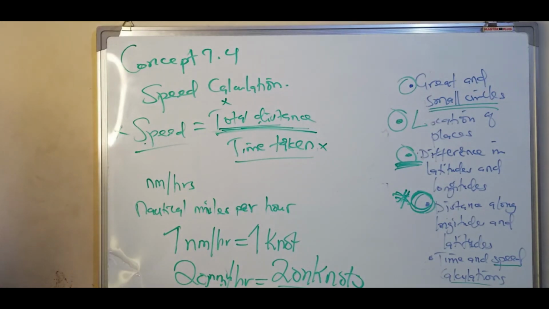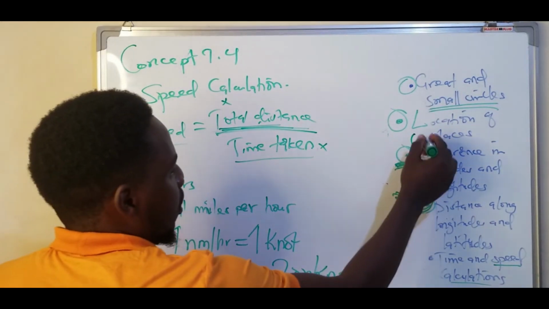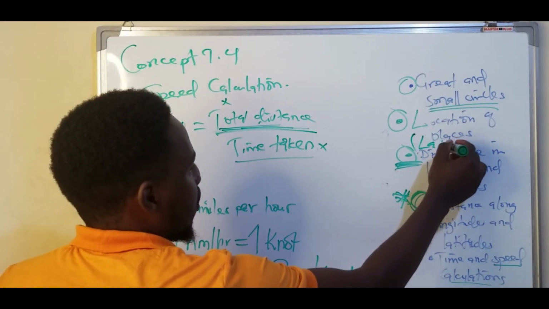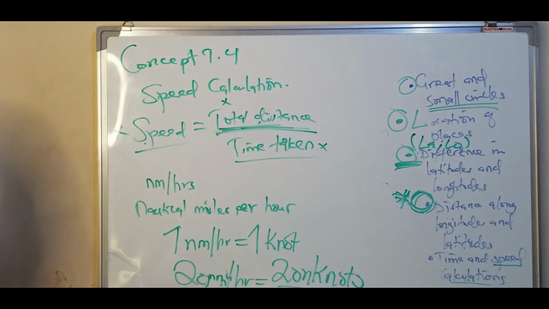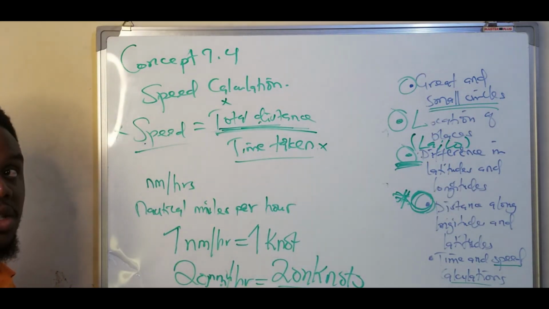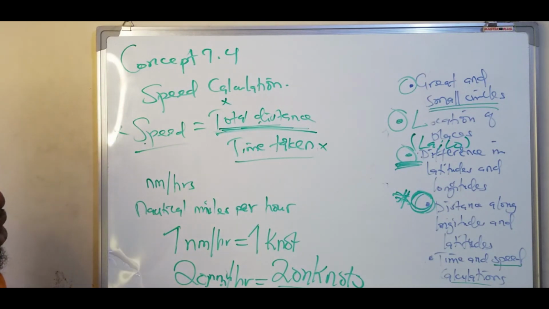With that said, in this video we have talked about the definition of earth geometry. I've talked about great and small circles. I've talked about the location of places, which I've said you start with the latitude and end with the longitude. And I've given you the difference in latitudes and longitudes: you add those 2 points that are on different sides of the equator or the Greenwich meridian, and you subtract those 2 points that are on the same side of the equator or the Greenwich meridian. And I've given you how to calculate the distance along longitudes and latitudes.